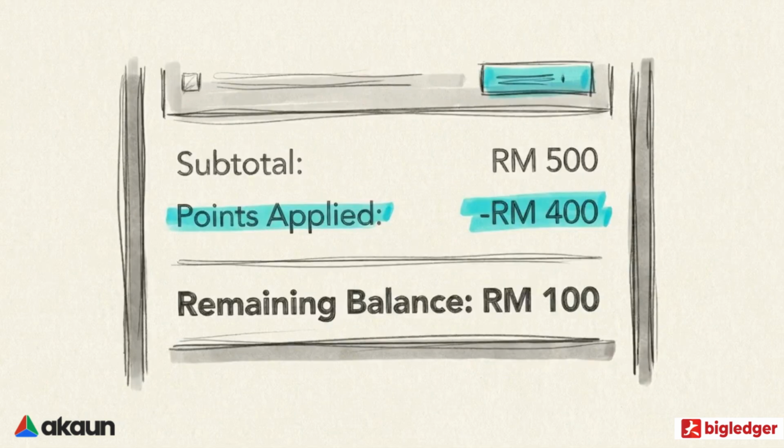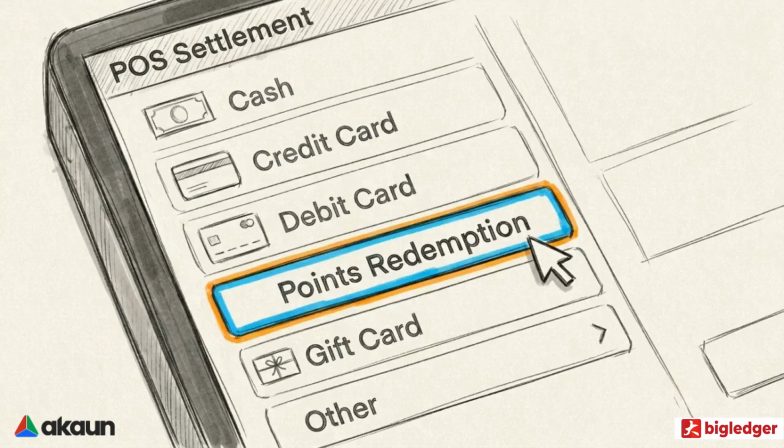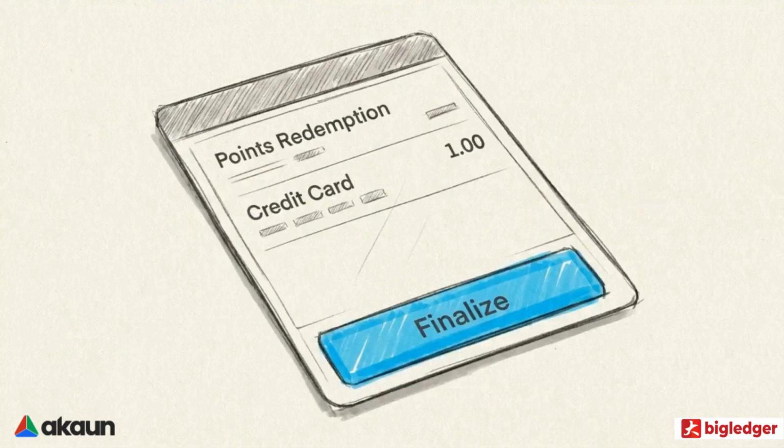You can also process a hybrid checkout using the cash top-up price we set earlier. This bridges the gap when a customer's points only cover part of the cost. To do this, apply the point redemption settlement method first to clear the available points. Then settle the remaining balance using a standard payment method like cash or credit before finalizing.